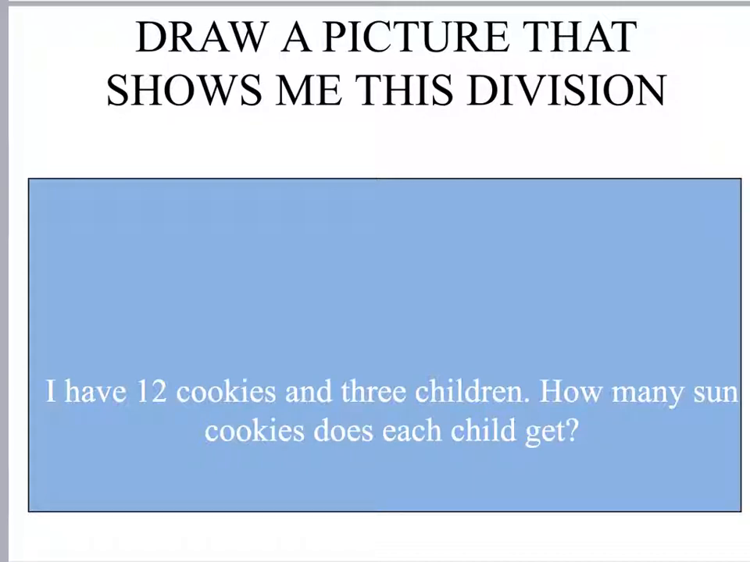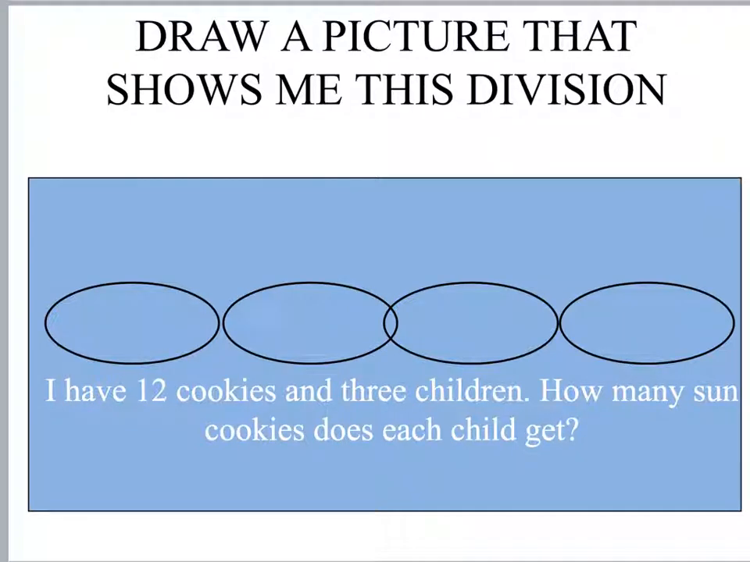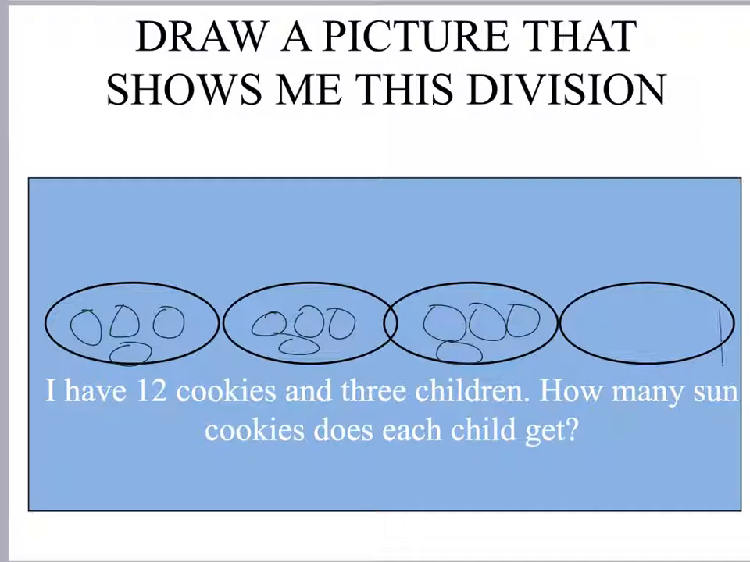Great, let's see how you went. This is my picture here, except it's missing the cookies. They haven't seemed to have come through. So let's say I have my 12 cookies, and my 3 children are the circles. This is not a child and not needed. So there's my 12 cookies, 3 children. Each child gets 4 cookies. You should have had something that looks like that. You may have even made your cookies pretty by adding some chocolate chips.